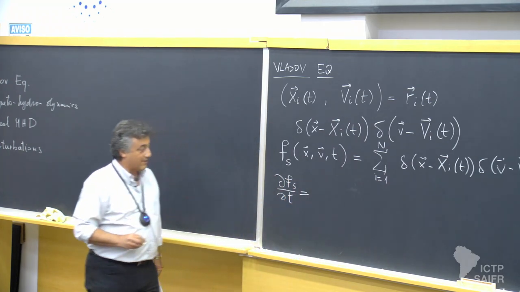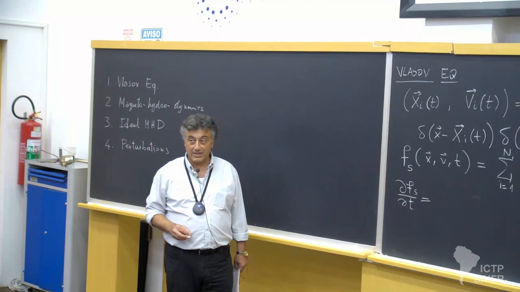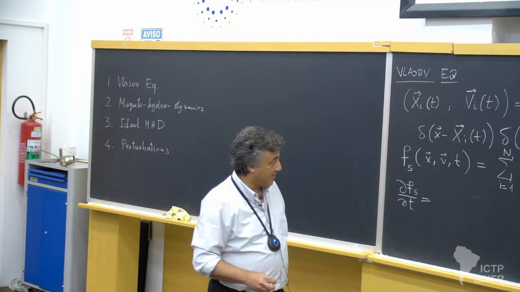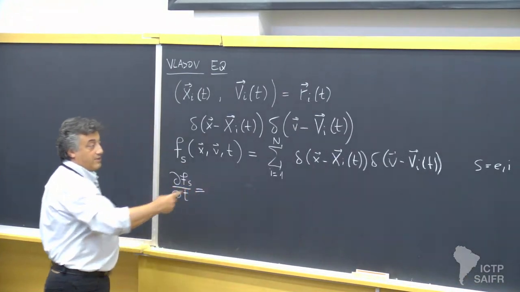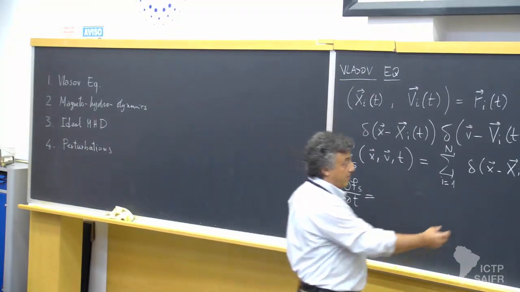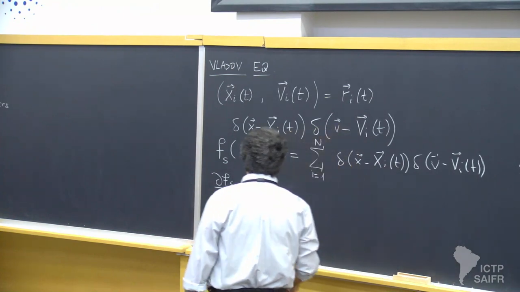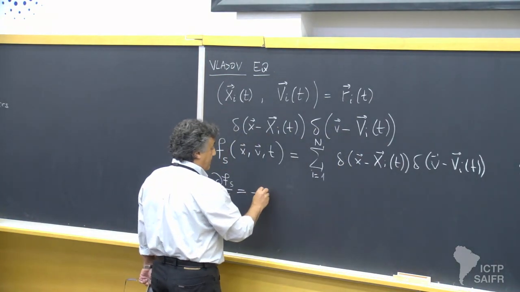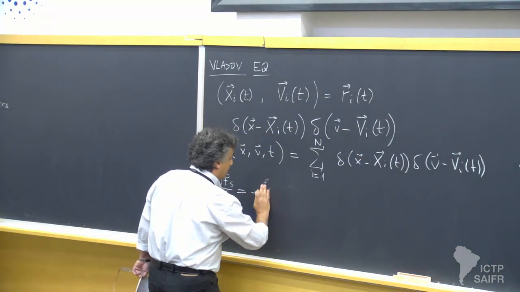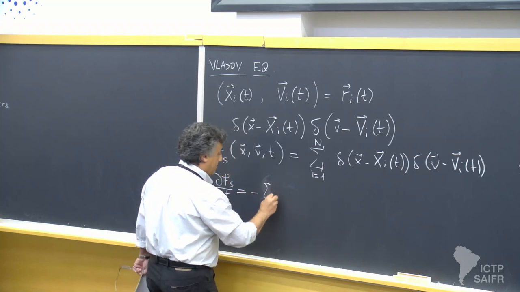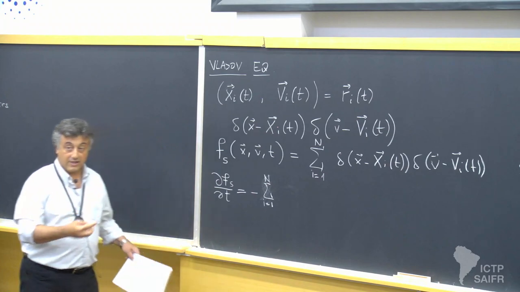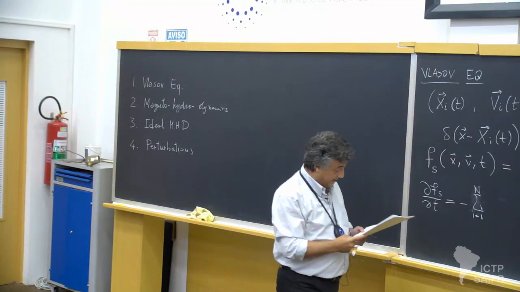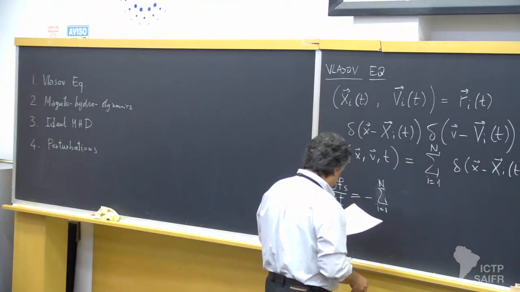So I want to calculate the time derivative of this f_s as a function of time. And what do I have? Well, look at this thing. I have to differentiate with respect to time the two variables x_i and v_i, right? So I will have a minus x dot, minus sum of 1. And of course, I'm assuming here that I have a finite number of particles, N.